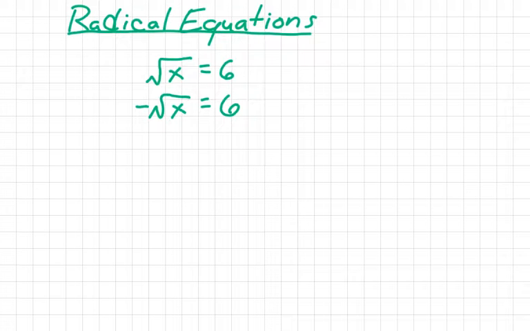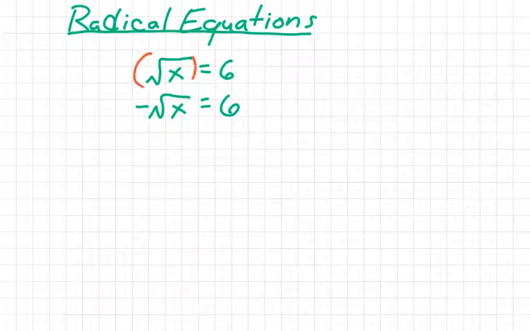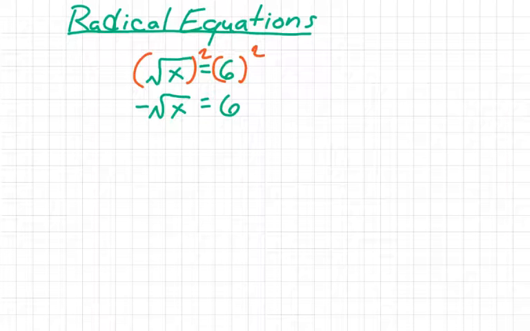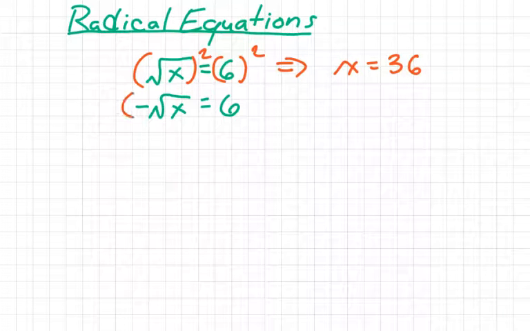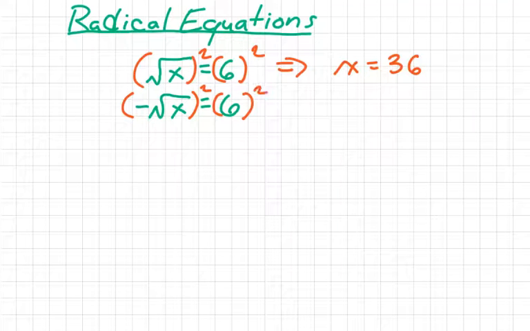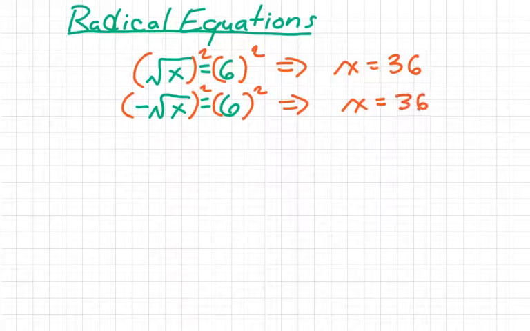Okay, so let's take this very simple example. If I have the square root of x is equal to 6 and the negative square root of x is equal to 6, and you wanted to solve these for x, the natural thing would be to square both sides. In this case, I would get x is equal to 36. And in the bottom case, with the negative, I would also solve it by squaring both sides, and you would get x is equal to 36 again.